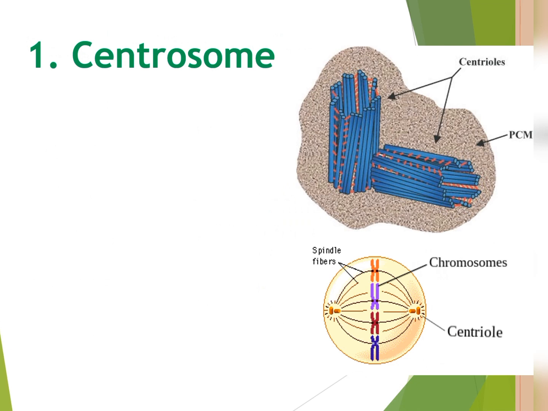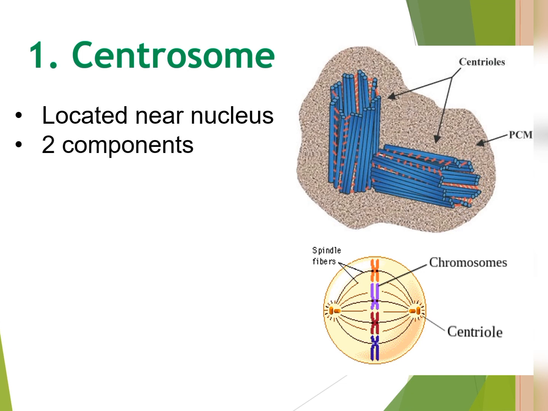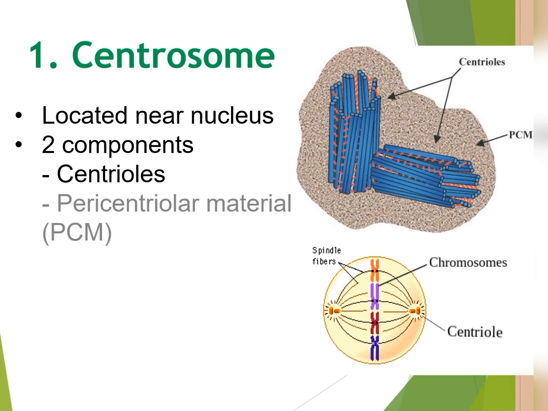The first organelle is the centrosome. The centrosome is located near the nucleus. It consists of two components, a pair of centrioles and pericentriolar material. The two centrioles are cylindrical structures, each composed of 9 clusters of 3 microtubules that are arranged in a circular pattern. The pericentriolar material surrounds the centrioles and contains hundreds of ring-shaped complexes that are composed of the protein tubulin.